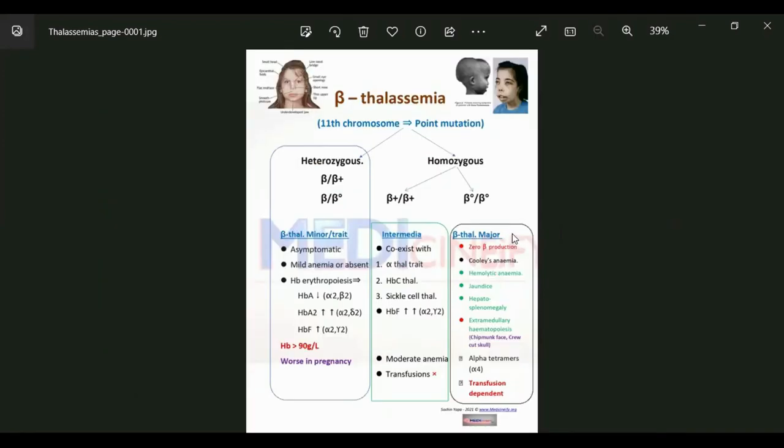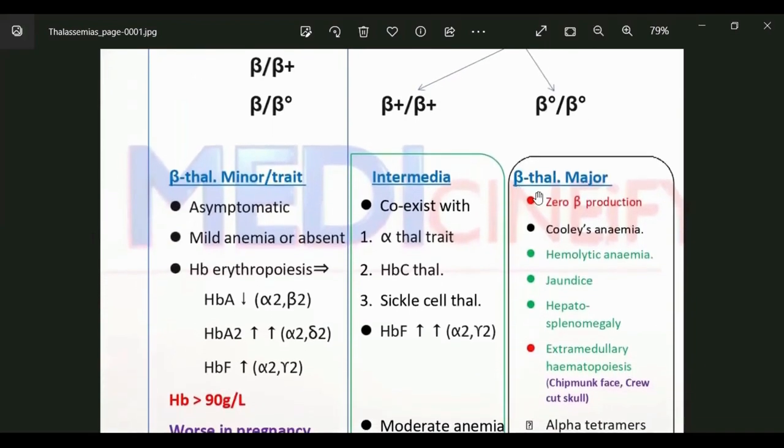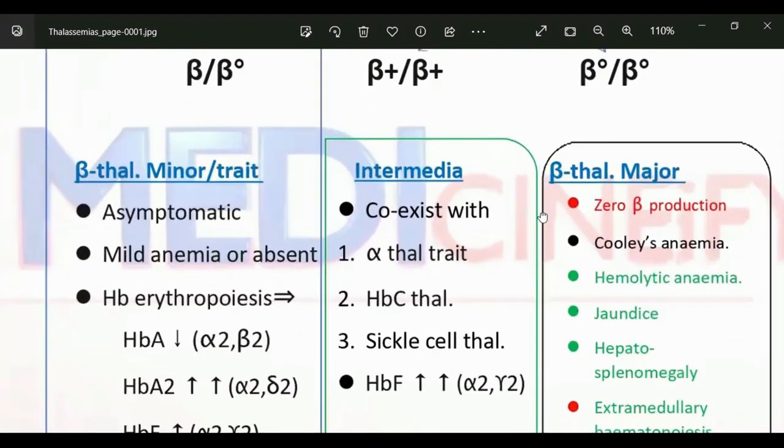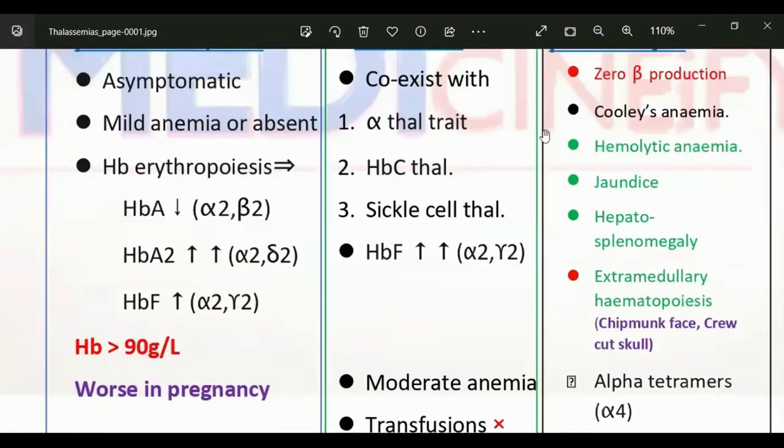So let's move to beta thalassemia major. Most children affected by this disease present in their first week of life with failure to thrive and recurrent bacterial infections. Severe anemia for 3 to 6 months, and extramedullary hematopoiesis leads to hepatomegaly and bone expansion.